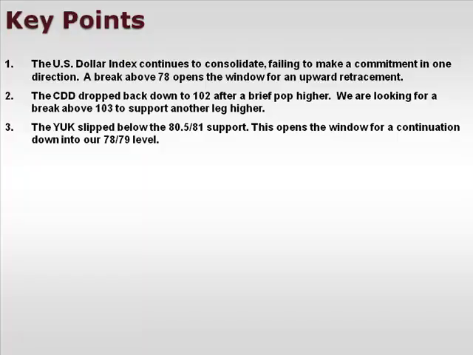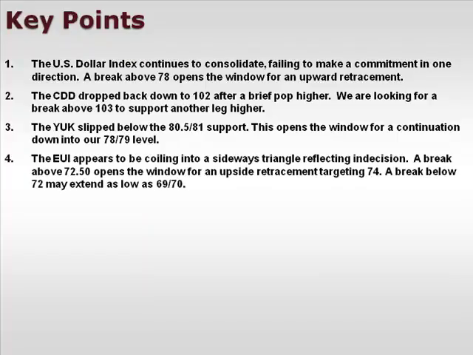The YUK slipped below the 80.5, 81 support. This opens the window for a continuation down into our 78, 79 level. The EUI appears to be coiling into a sideways triangle, reflecting indecision. A break above 72.5 opens the window for an upside retracement, targeting 74. A break below 72 may extend as low as 69.70.